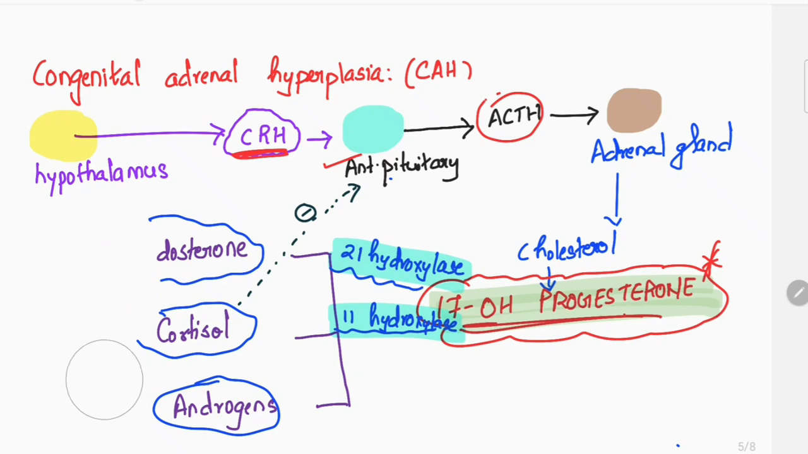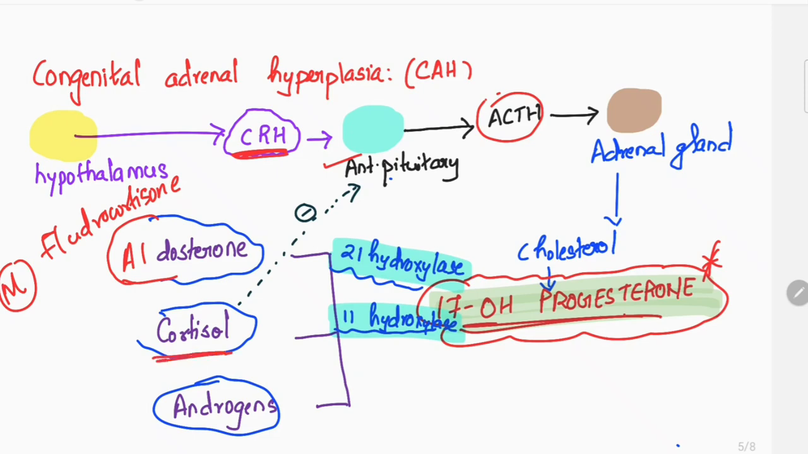So can you tell me one example of a mineralocorticoid, guys? Instead of aldosterone, what can you give the child? You can give fludrocortisone. And instead of cortisol, you can give what? You can give hydrocortisone. So this is a lifelong treatment. Since the patient cannot synthesize aldosterone and cortisol, you will have to give these lifelong.